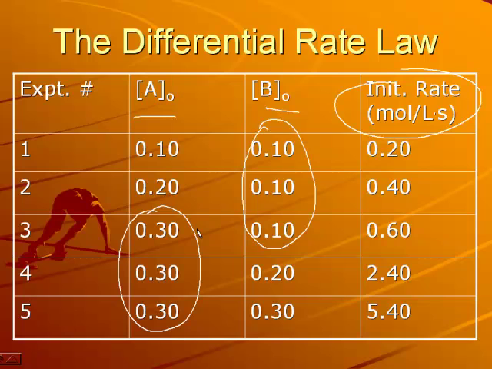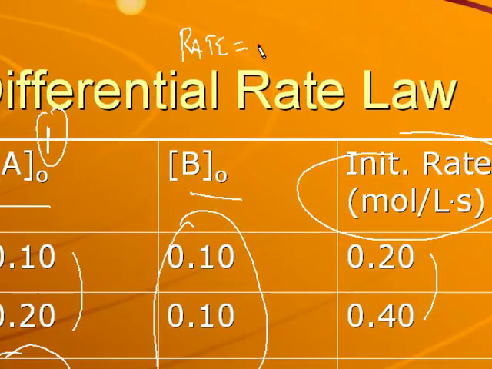Look at experiments 1 and 2. The concentration of A doubles and the concentration of B doesn't do anything. What happens to the rate? Well, the rate doubles as well. Well, if doubling the concentration causes a doubling in the rate, we've seen that it is first order in A. So we can begin building our rate law. Rate equals K times A to the 1 power.